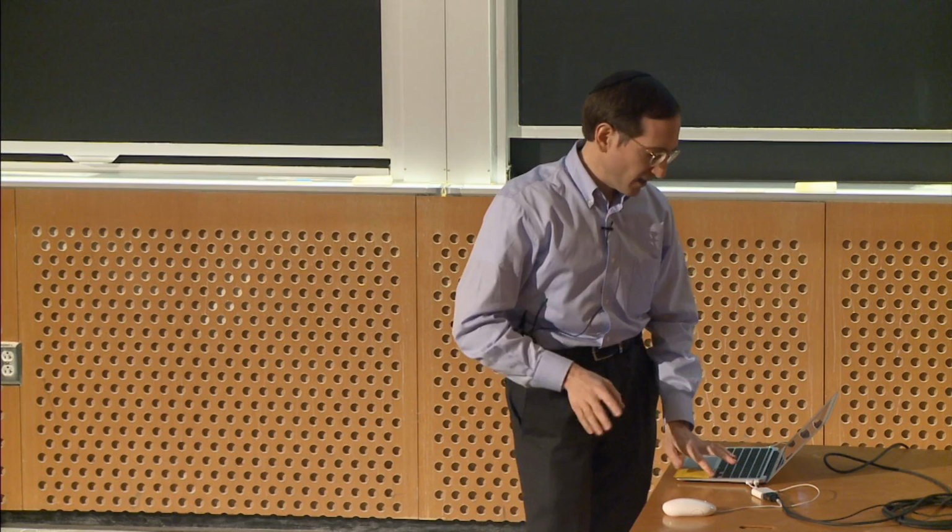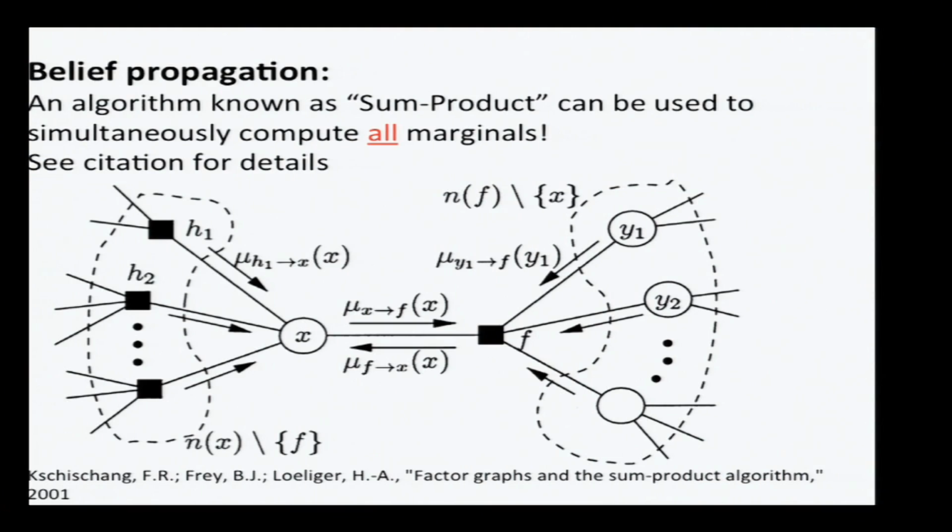Now it turns out, I'm not going to go into the details of this, it's kind of complicated, but you actually can, based on this core idea, come up with an efficient way of computing all of the marginals without having to do this separately for every single one. And that's called a message passing algorithm. And if you're really interested, you can look into the citation for how that's done.